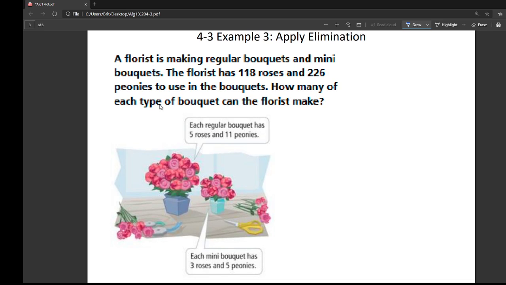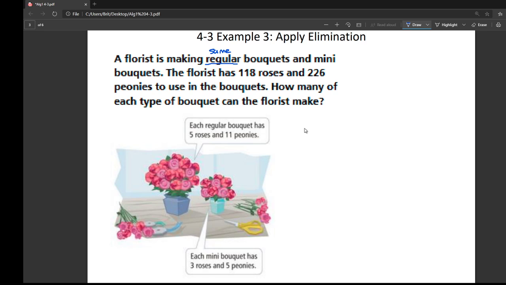So this problem has to deal with a florist, and it says that they're making regular bouquets. Okay, that means that each bouquet is going to be the same. So they're making regular bouquets and mini bouquets. It says the florist has 118 roses and 226 peonies. How many of each type of bouquet can the florist make?